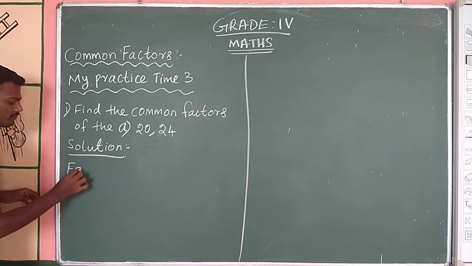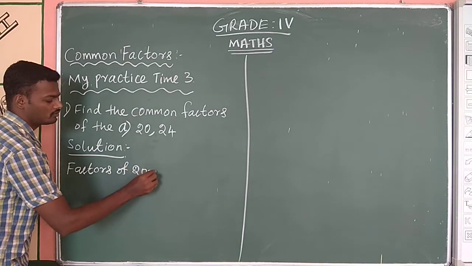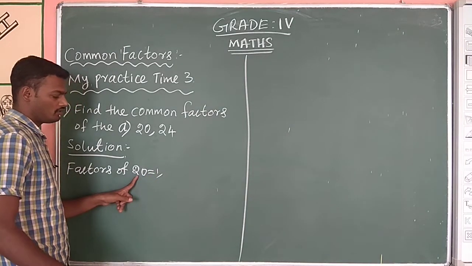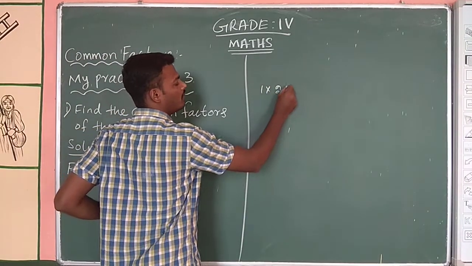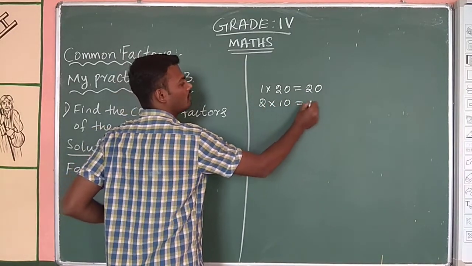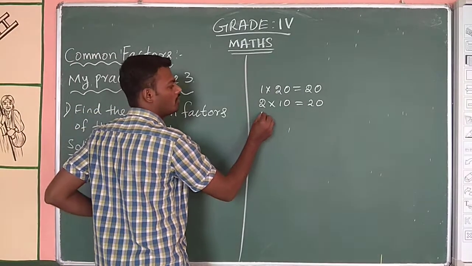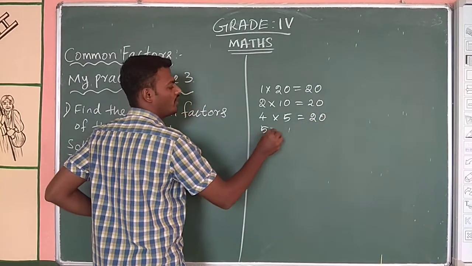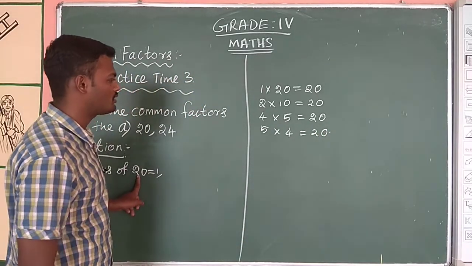Factors of 20. 20 comes in the first table, 1 20s are 20. 20 comes in the second table, 2 10s are 20. In the third table, 20 does not come. Next, fourth table, 4 5s are 20. Next, fifth table, 5 4s are 20. Next one, sixth table, 20 does not come.